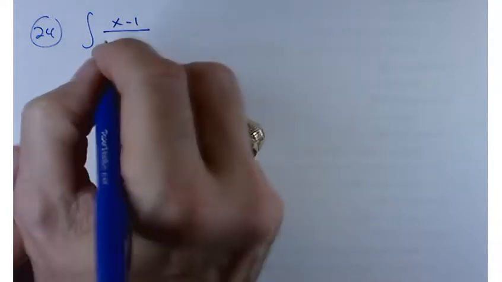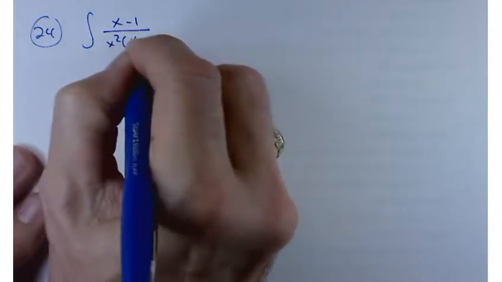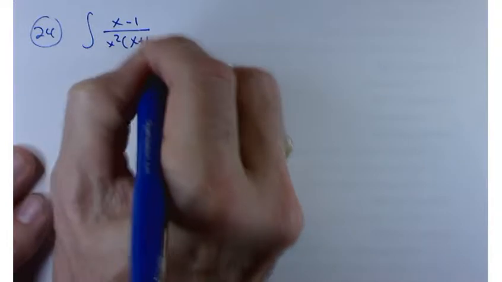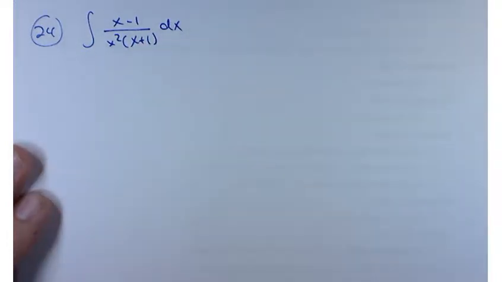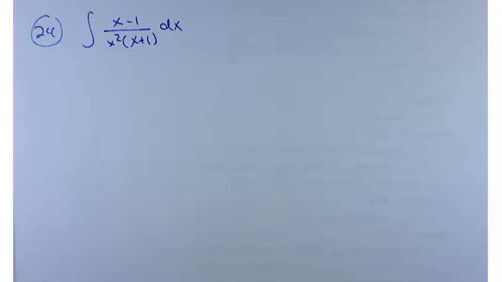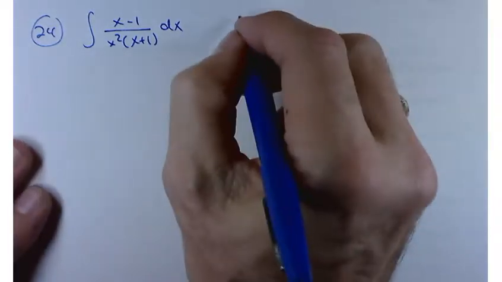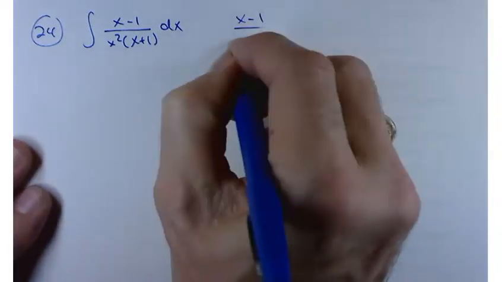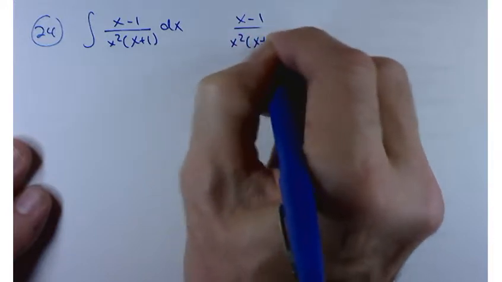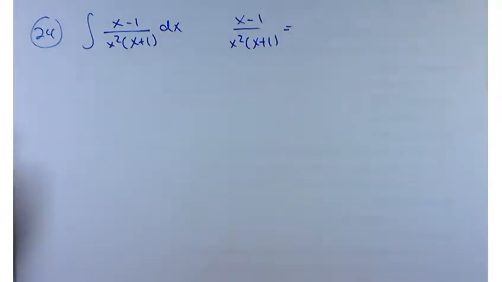The integral of (x minus 1) over x squared times (x plus 1) dx. And I think this is even a nice definite integral, but I want to focus on just the setup for this kind of problem. You're going to have x minus 1 over x squared times x plus 1. And let's think about how you're going to set up the right-hand side.